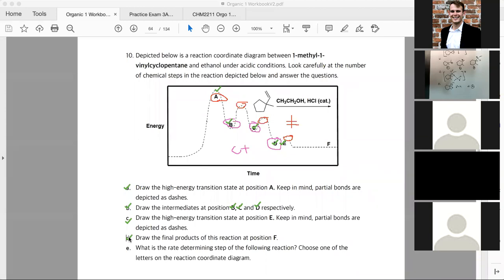All right, so this is something that you definitely want to know for your test, and it was one of the most asked questions in the Google form. Okay, so good work on that one. And now we're going to move to synthesis.